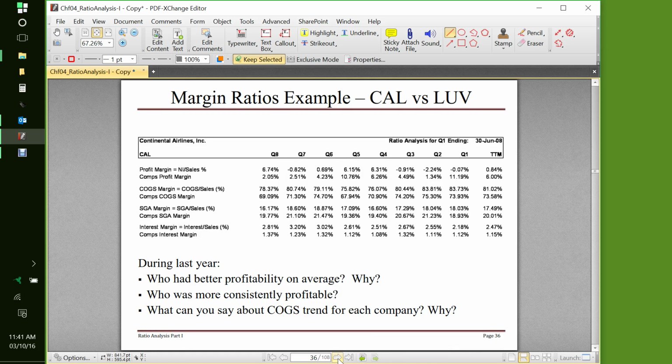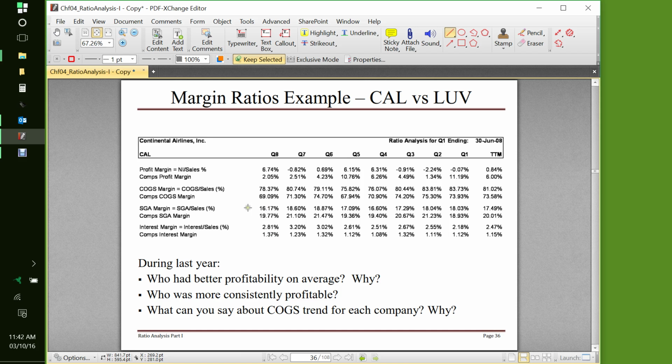So now we're ready to do a margin ratio analysis of Continental versus Love. Once again, I have one of our West End advisors generated ratio analysis tables here. The primary company we're looking at is Continental. We have, as usual, the same time period. The most recently reported quarter is the quarter ending 30 June 2008. Got TTM on the right. Most recently reported quarter here, that's Q1, and the quarter farthest into history, the oldest, is Q8.